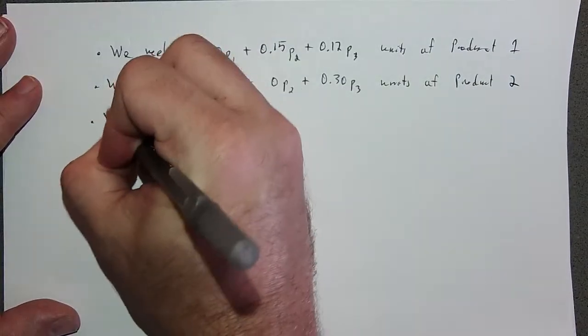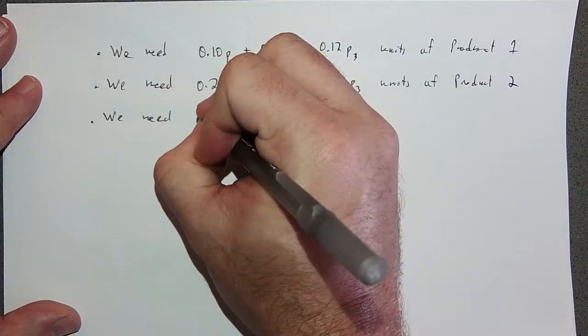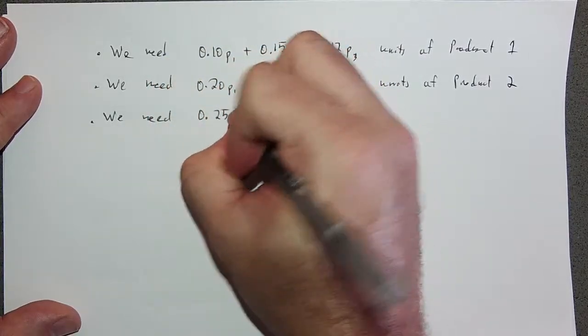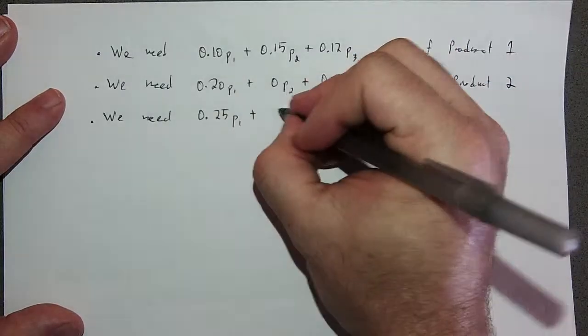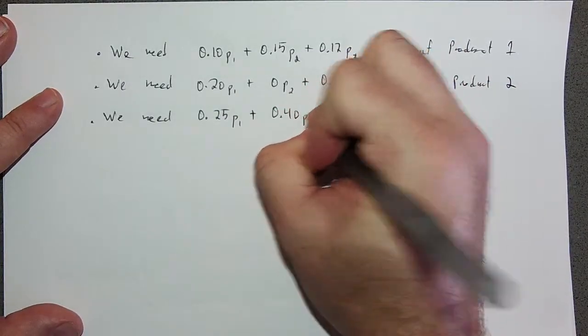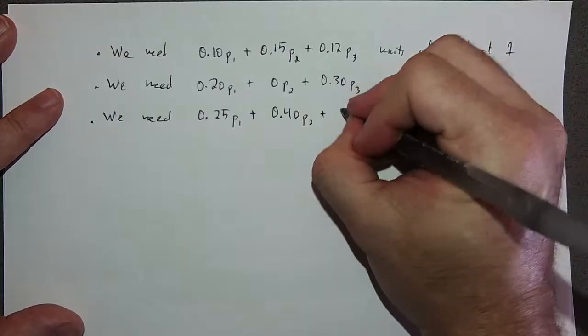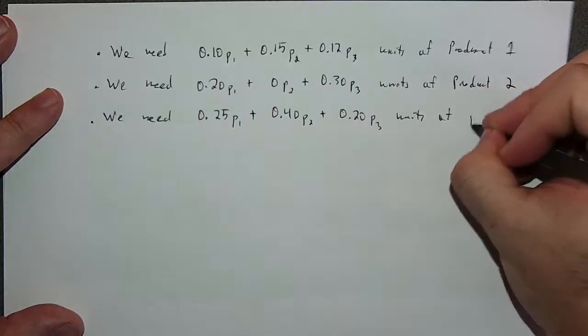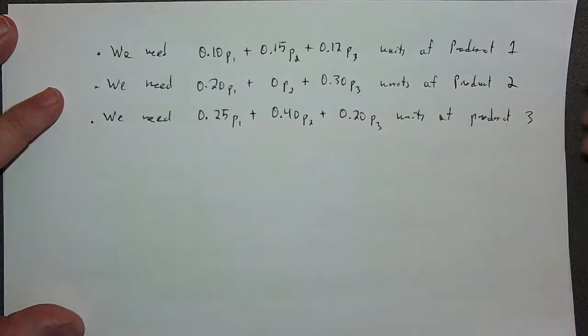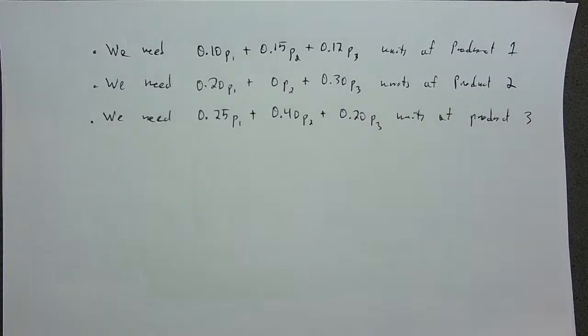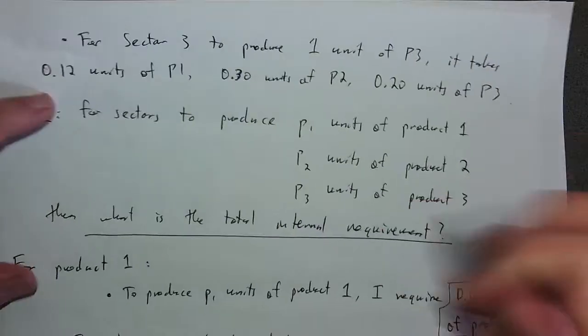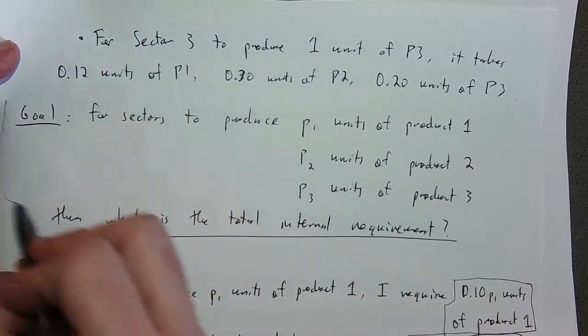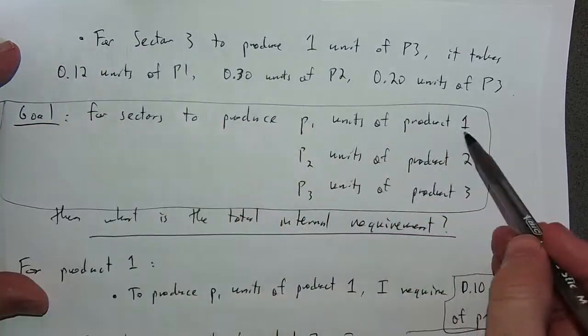And lastly, we need 0.25 p sub 1 plus 0.40 p sub 2 plus 0.20 p sub 3 units of product 3. But then, of course, all of this need is to produce the goal, which is, remember, to produce, for all the sectors, p sub 1 units of product 1, p sub 2 units of product 2, and p sub 3 units of product 3.